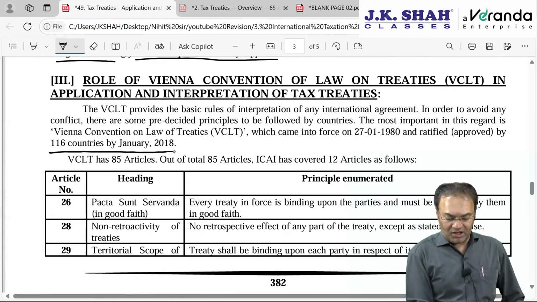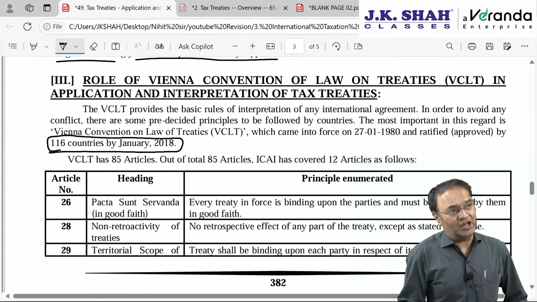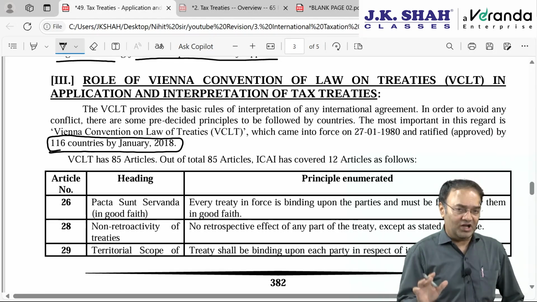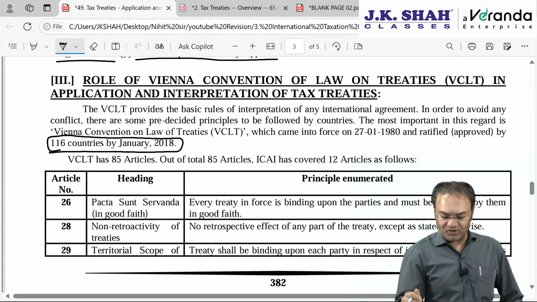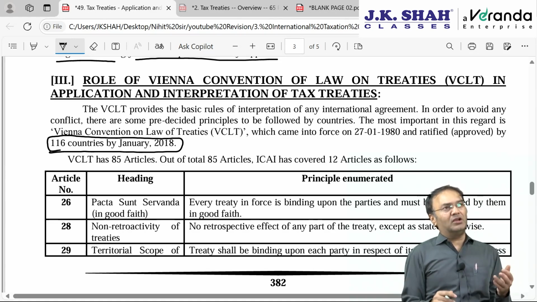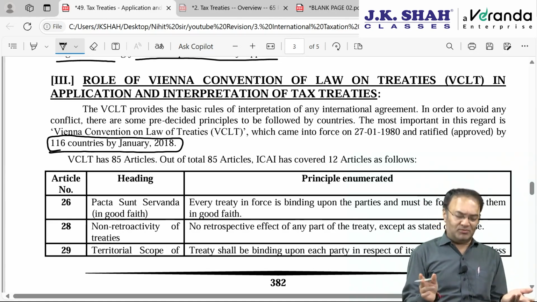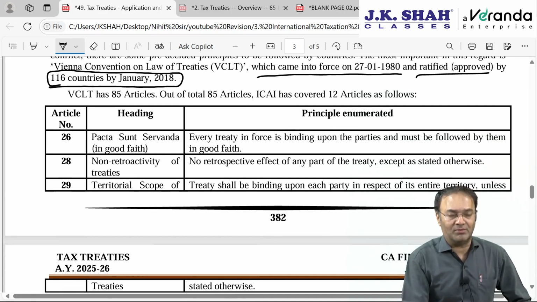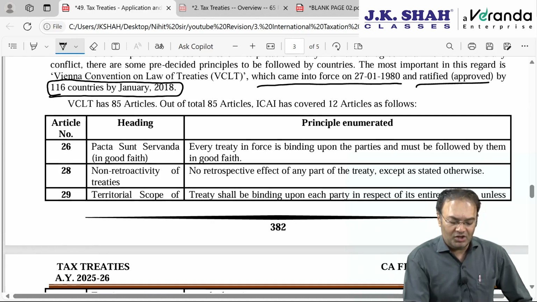It was signed by 116 countries by January 18. Latest data is not available. You can download this entire VCLT of 85 articles from a website, treaty.org.in, something like that, which I have covered in my regular notes. It came into force on 27 January 1980. Ratified, that is approved, by 116 countries. How many countries, the institute is not going to ask you, it's just for the sake of your knowledge. Again, it is old data, 7-8 years old. Of 85 articles, the institute has covered 12.